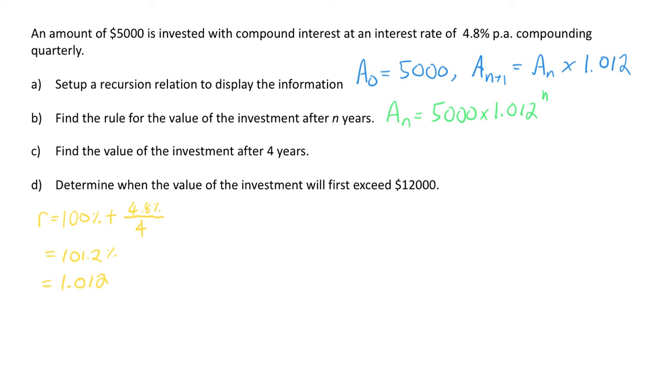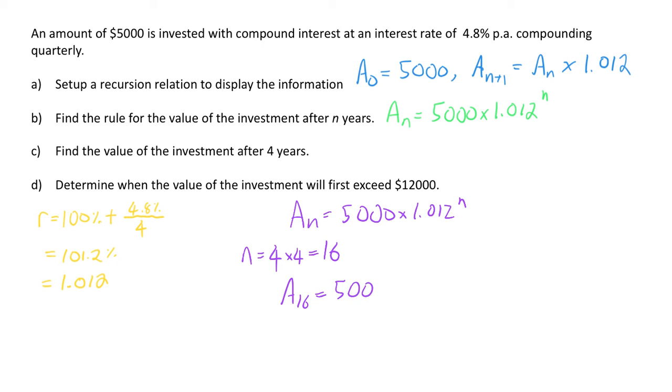Now that I've got that rule, I can have a look at a couple of the calculations that the example is asking us to do. The first one is to calculate the value of the investment after 4 years. So I want to substitute a value into the equation. It's 4 years, so n is going to equal 4, but because we're compounding quarterly, we need to times that by 4 quarters. So 4 years times 4 quarters is equal to 16. So our n value is going to be equal to 16.